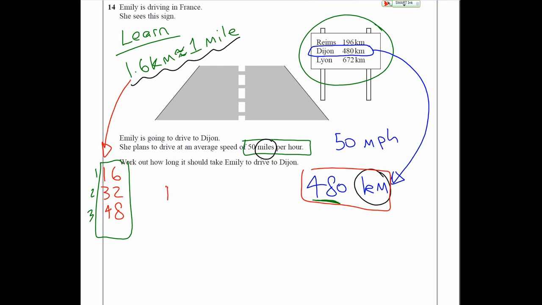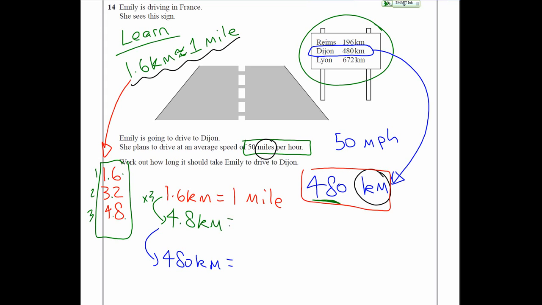So, 1.6 kilometers, 1 mile. Okay. We want to know 480 kilometers. Okay. Before we do that, all I'm going to do is times by 3, let's move that down a bit. I'm going to times by 3, and because 16 times 3 is 48, 1.6 times 3 is 4.8. So 4.8 kilometers, 3 miles. Okay. Now we can see that the next step is times by 100. Okay. To move your 4 from the units to the hundreds. So that sign is basically saying 300 miles away.